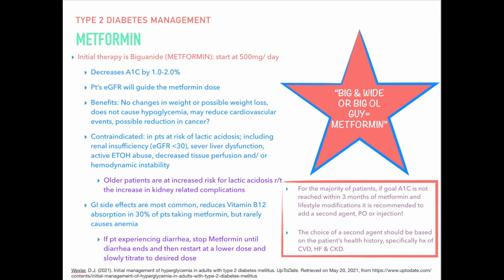It does have some important contraindications to make note of. It is contraindicated in patients that have risk of lactic acidosis, and this includes renal insufficiency. Therefore, anyone that has a GFR less than 30 is unable to take metformin. Also, patients with severe liver dysfunction, active alcohol abuse, decreased tissue perfusion, and or hemodynamic instability.